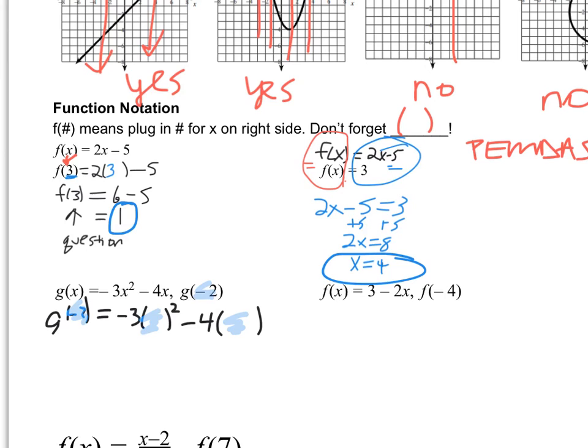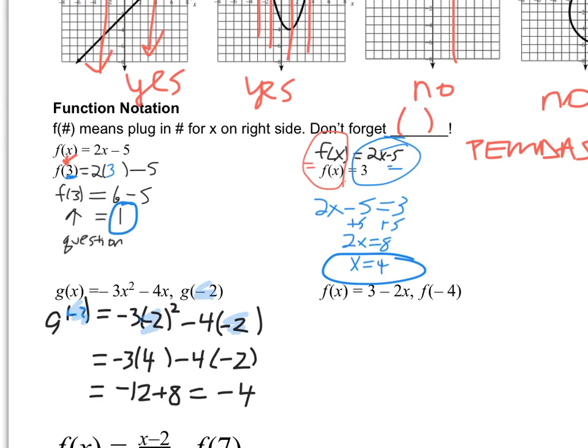All right. And whenever you see squared especially is where you want to be really careful about PEMDAS. So I need to do my exponent first. A lot of you are wanting to multiply negative 3 times negative 2, but we have to do negative 2 squared. And what is negative 2 squared? Positive 4. Okay, and now we can do our multiplication. So negative 3 times 4 is negative 12. Negative 4 times negative 2 is positive 8. And that will simplify to negative 4.